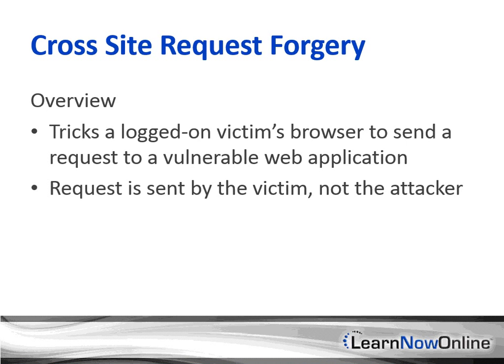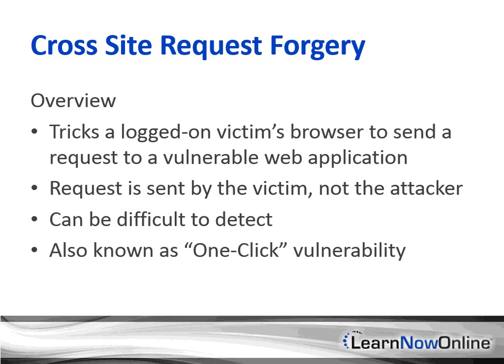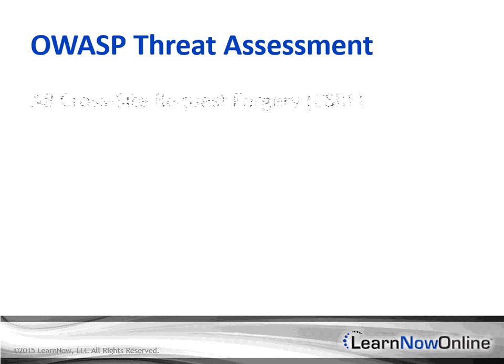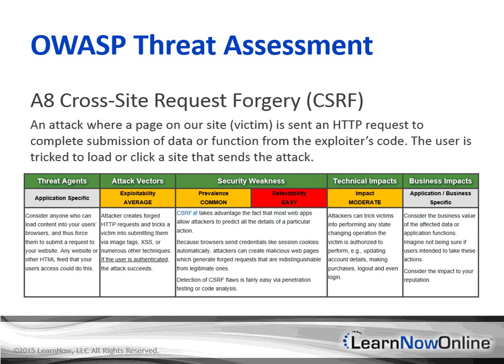So the request is actually sent by the victim, not the attacker. And because of this, it can be very difficult to detect. Some people call this the one-click vulnerability. The OWASP threat assessment for cross-site request forgery, number 8 on the list, is that this is an application-specific attack where the application is vulnerable by virtue of not checking that the state information, the credentials of the user, are not being re-authenticated and confirmed that they're coming from the actual site.